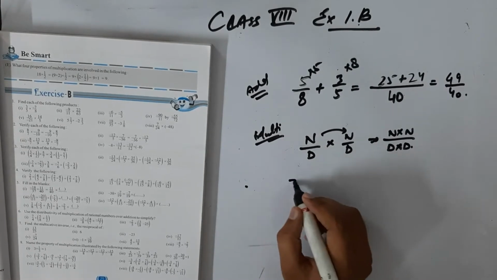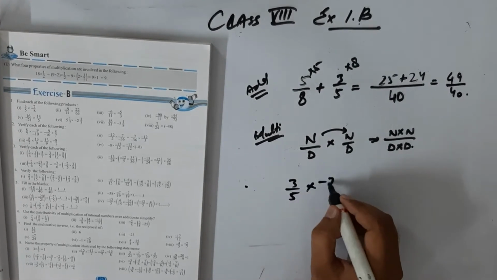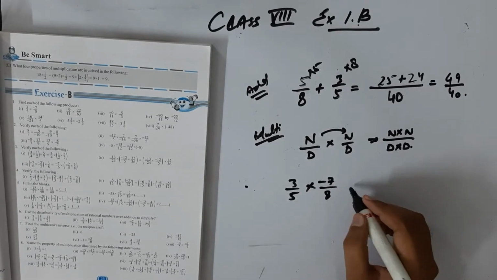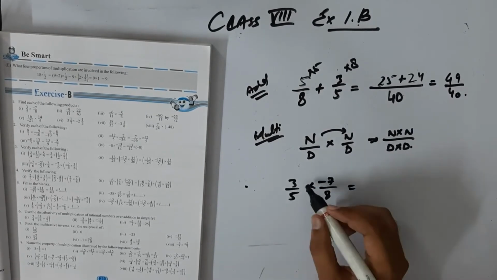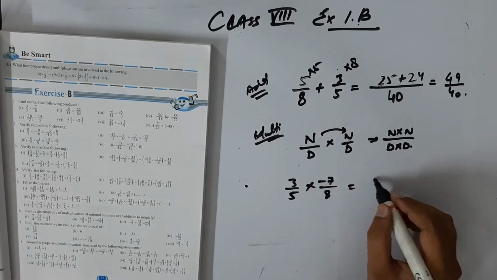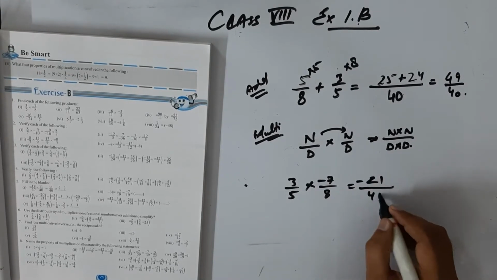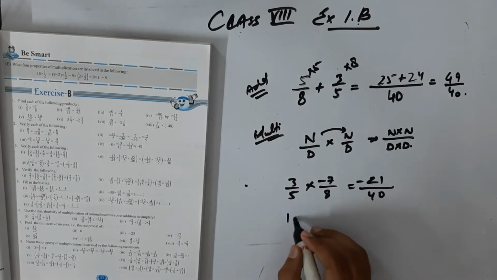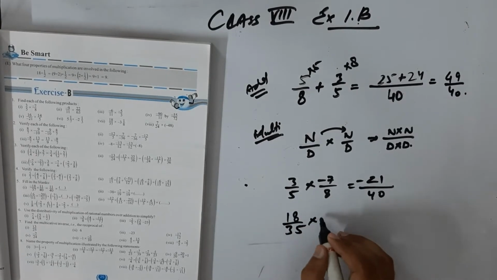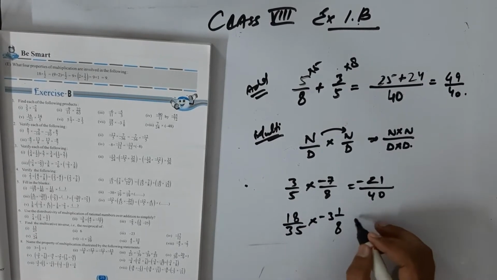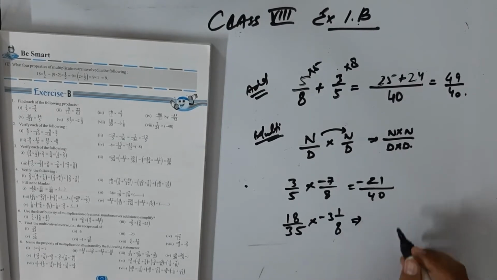For an example, we have 3 upon 5 multiplied by minus 7 upon 8. So numerator multiplied by numerator, 3 into 7, becomes minus 21, and 5 into 8 is 40. Let's see another example. We have 18 upon 35 multiplied by minus 3 whole 1 upon 8. In this case also the same thing will go on.